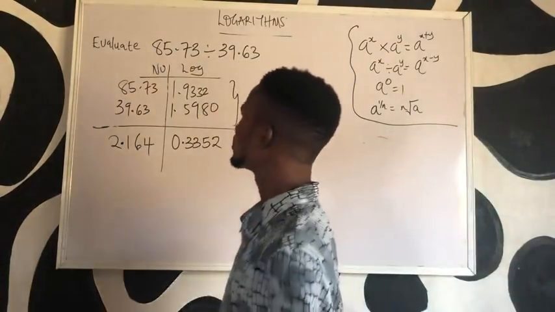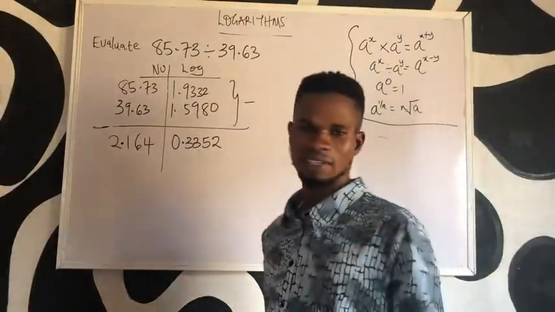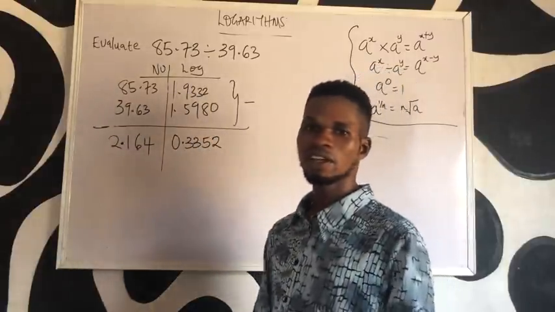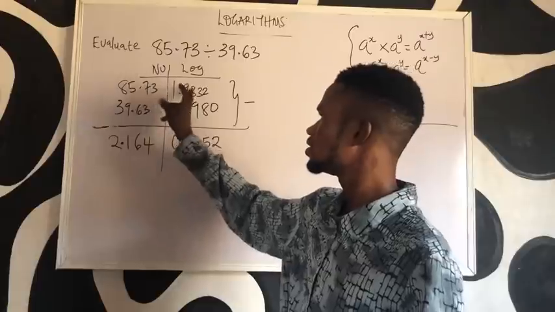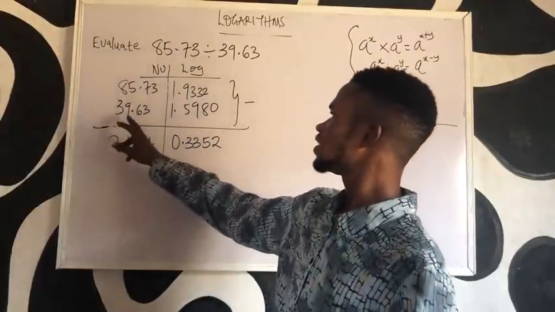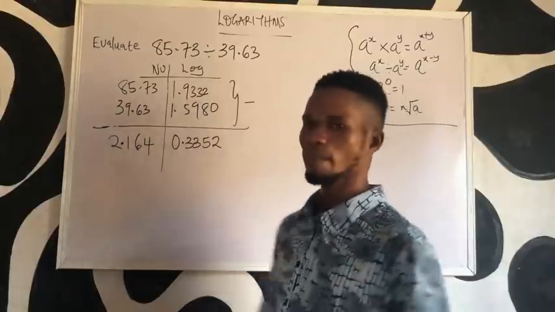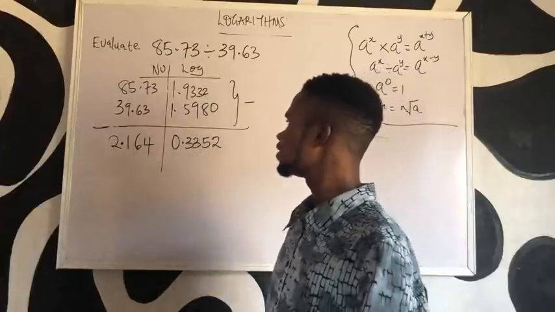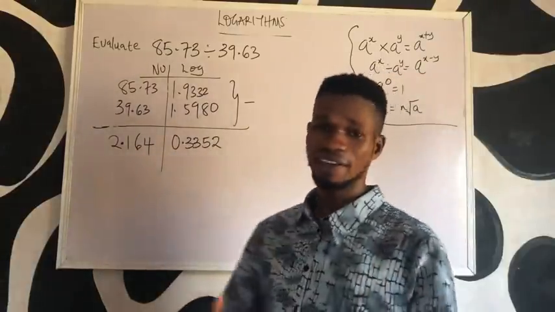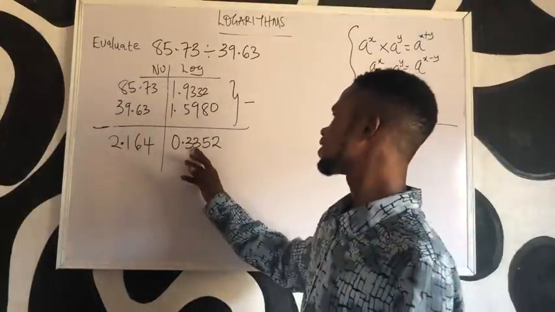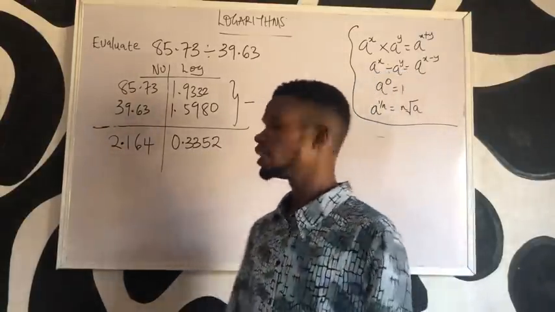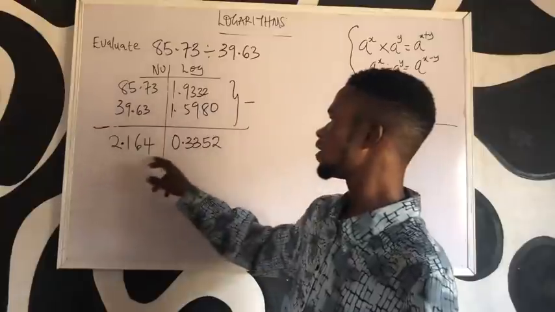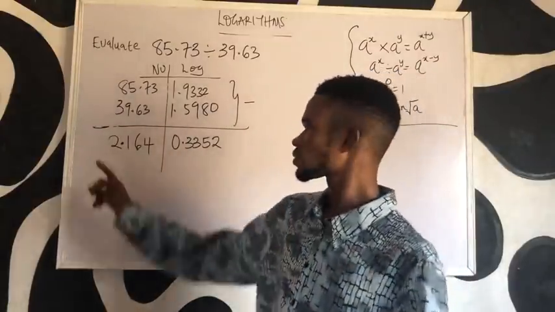85.73 divided by 89.63. 85.73 has two numbers before the decimal point, 2 minus 1 is 1. The logarithm of 85 under 7 difference 3 is this, and 39 under 6 difference 3 is this. So we subtract. At the end of the day, we have 0.3352. Then the antilog, the reverse of logarithm, of 0.33 under 5 difference 2 is 2164. Then the integer here is 0. Use the integer to get the place value. 0 plus 1 is 1.